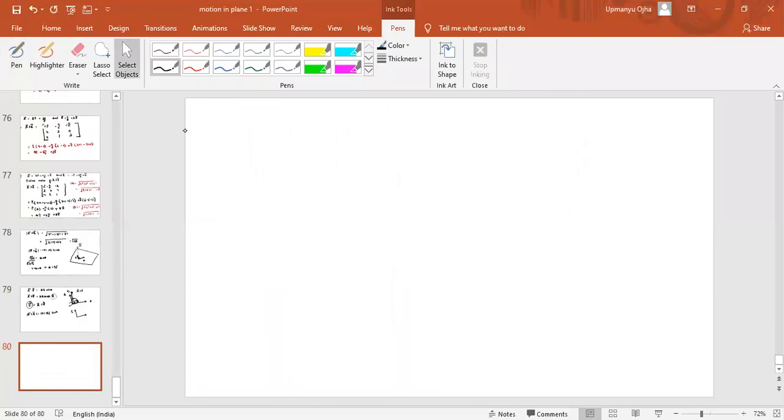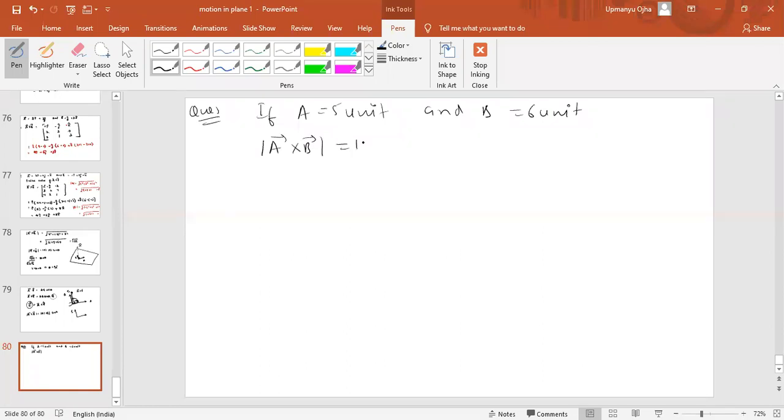Okay, so can you do one more problem here? In the question they give you, if A is equal to 5 units and B is equal to 6 units, and modulus of A cross B is 15 units, find the angle between A and B. Okay, A vector and B vector.